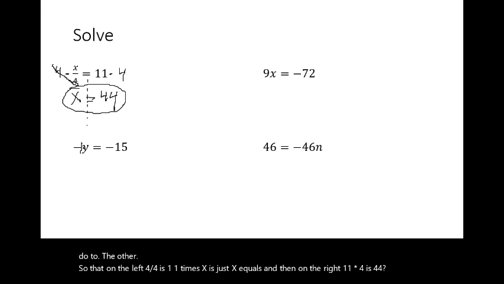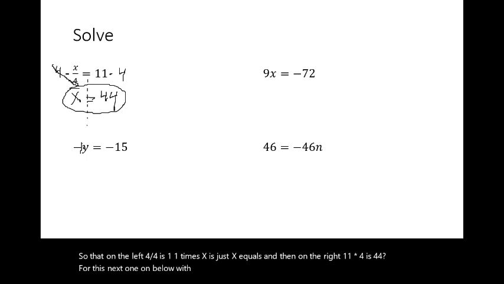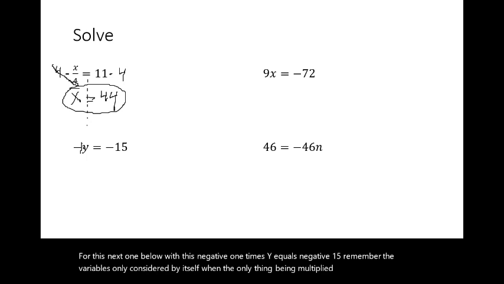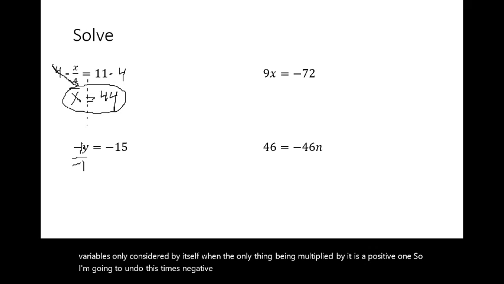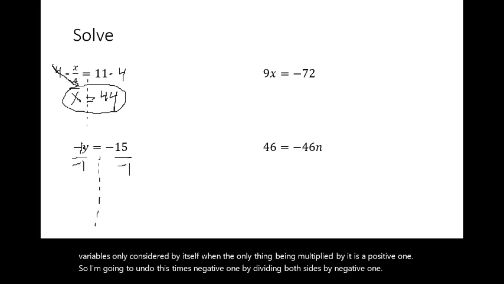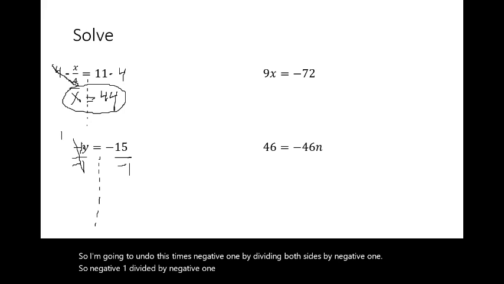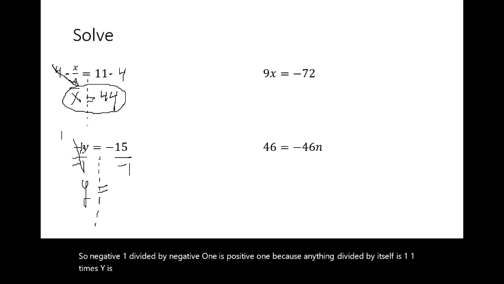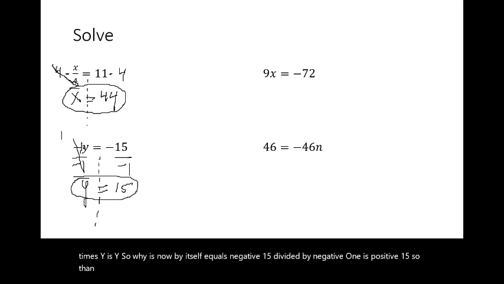For this next one below it, negative 1 times y equals negative 15. Remember, the variable is only considered by itself when the only thing being multiplied by it is a positive 1. So I'm going to undo this times negative 1 by dividing both sides by negative 1. So negative 1 divided by negative 1 is positive 1, because anything divided by itself is 1. 1 times y is y, so y is now by itself, equals negative 15 divided by negative 1 is positive 15. So then that is your final answer.